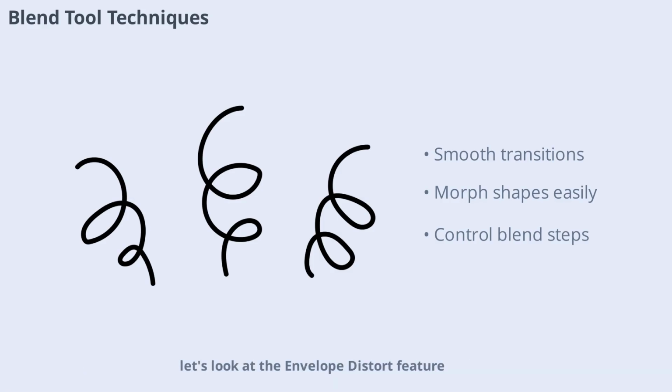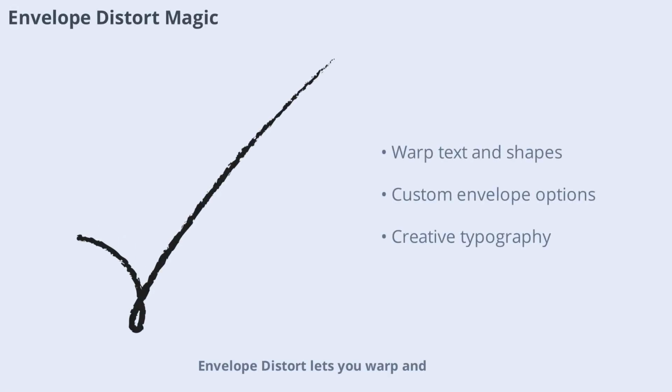Up next, let's look at the Envelope Distort feature. Envelope Distort lets you warp and reshape objects or text with incredible flexibility. Whether you want to fit text into a custom shape or create unique distortions for logos, this tool is your go-to. You can use predefined warp options or draw your own envelope for total control. Envelope Distort is ideal for creative typography, packaging design, and experimental layouts. By learning how to manipulate envelopes, you can push the boundaries of traditional vector art.